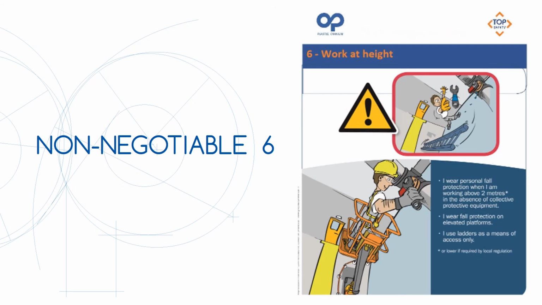Non-negotiable number 6, working at heights. I wear personal fall protection when I am working above 2 meters in the absence of collective protective equipment. I wear fall protection on elevated platforms. I use ladders as means of access only. So what this means, anything over 6 feet, you must be in a bucket, a scissor lift, a boom lift. You must don a hard hat, a bump cap, or any other personal protective equipment required to do such task.